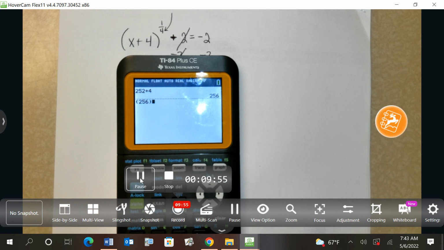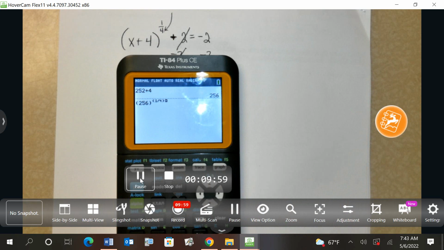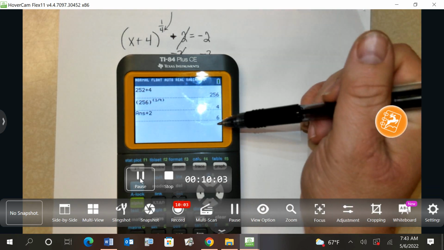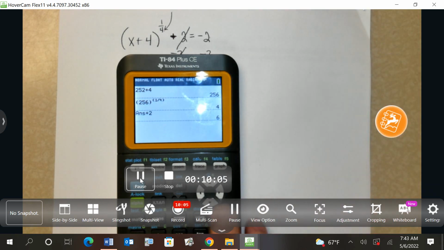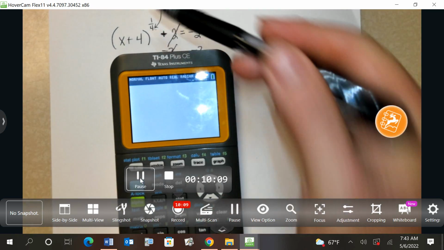Okay, I'm going to take 256 as I have it. I'm going to raise it to the 1/4 in parentheses, and I'm going to add 2, and I end up with an answer of 6. I'm going to try one more time to make sure I've done that right. That's why we check whenever we have an nth root that is even.